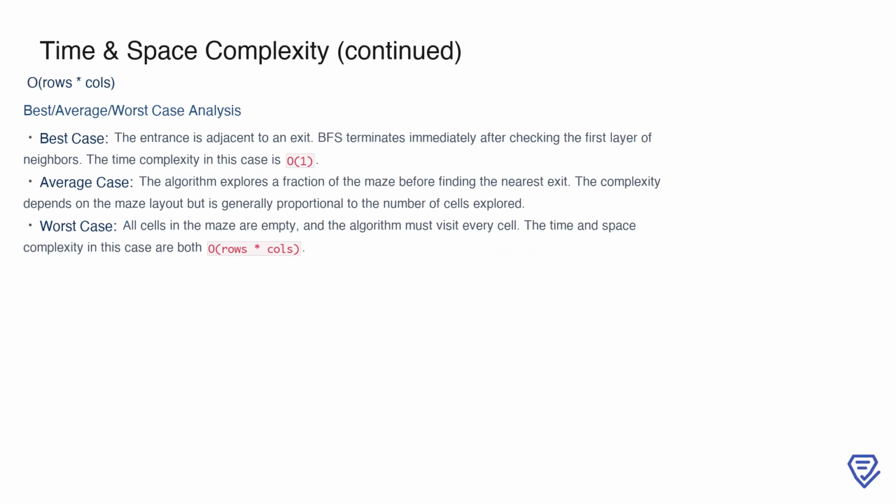Let's now consider the best, average, and worst case scenarios for the algorithm. In the best case, the entrance is adjacent to an exit, and BFS completes after checking the first layer of neighbors. Here, the time complexity is O(1). For the average case, the algorithm explores a portion of the maze before finding the nearest exit, and the complexity is generally proportional to the number of cells visited. In the worst case, where all cells are empty, the algorithm must traverse the entire maze, visiting every cell. Both the time and space complexities in this scenario are O(rows * cols).